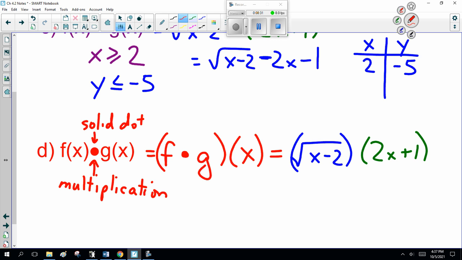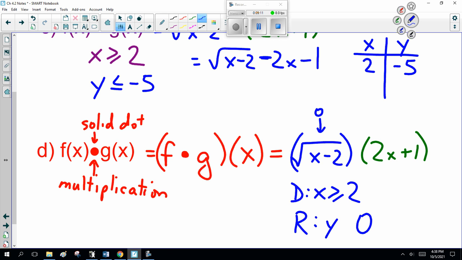This is f of x times g of x, or f times g of x. The square root of x minus 2 times 2x plus 1. All right? Now I know right off the bat, domain, x is greater than or equal to 2. Now, what's my range? Well, that's the confusing part. Think about it for a minute. Plug in x equals 2. This becomes 0. What's 0 times anything? 0. So y is starting at 0.